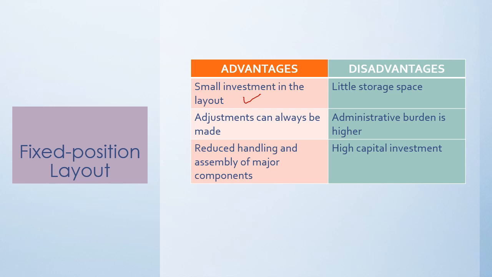So the disadvantage is little storage space. Storage space is very little. Administrative burden is higher because the resources go to the place where the project is being constructed and completed. So the company has to do a lot of administration jobs, such as instructing the workers to go over there, dealing with the suppliers, sending the raw materials and all. And definitely it involves high capital investment, especially the machines to go and to be placed at the project site.